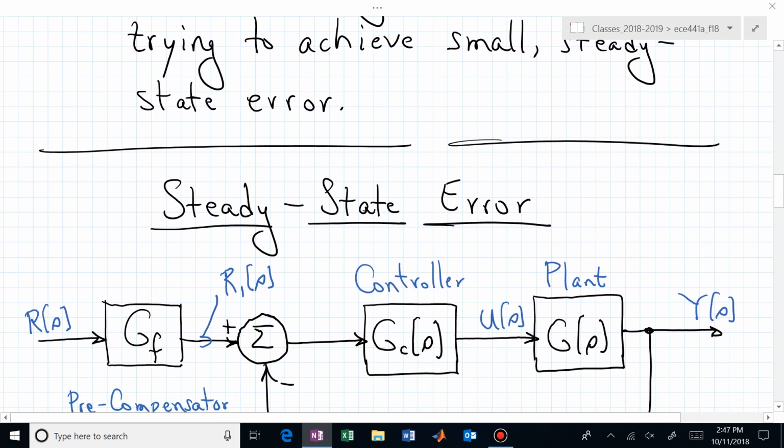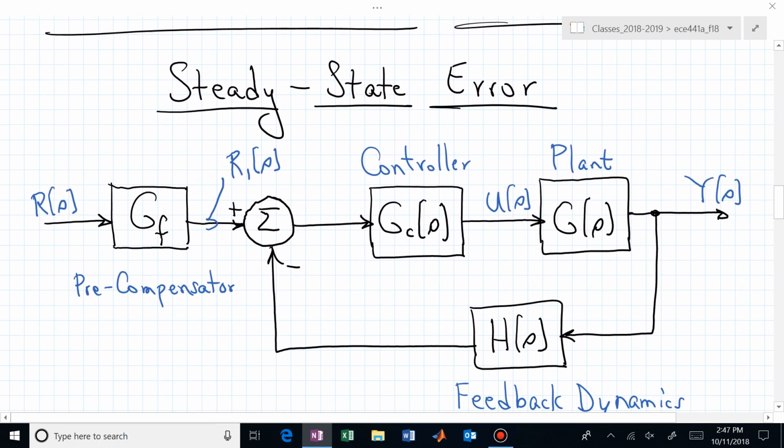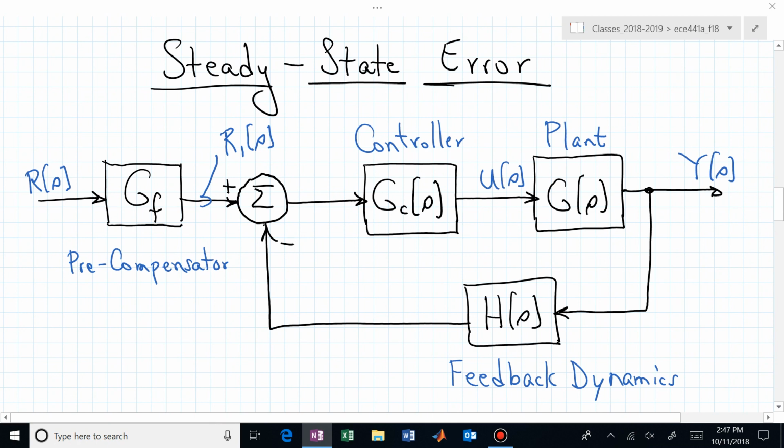What do we mean by steady state error? Well, that typically will depend on how your system is interconnected, or the different pieces that are making up your overall system. Here is a more elaborate interconnected block diagram. You have your plant, G of s, you have your controller, G sub C of s, you have possibly feedback dynamics, H, and you have a precompensator, G sub F.